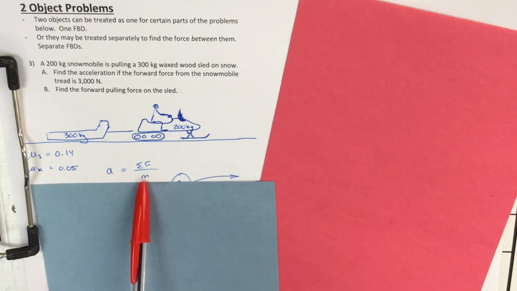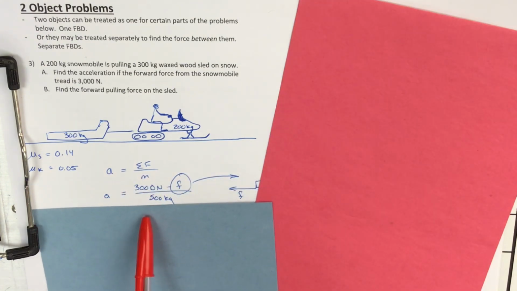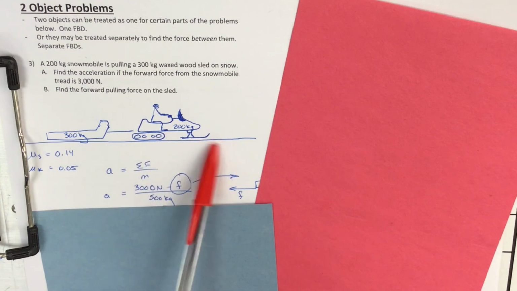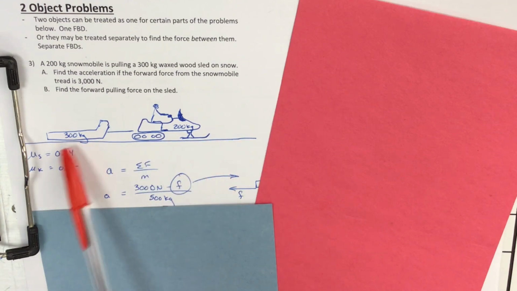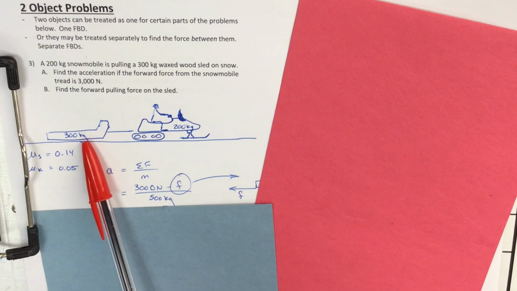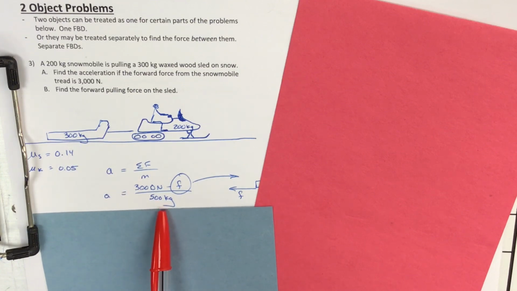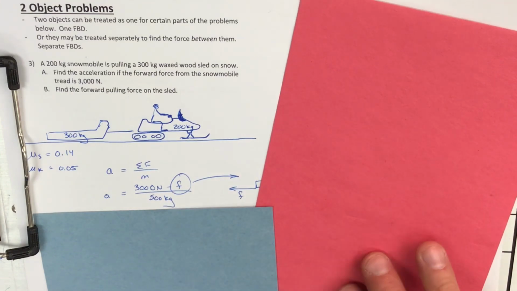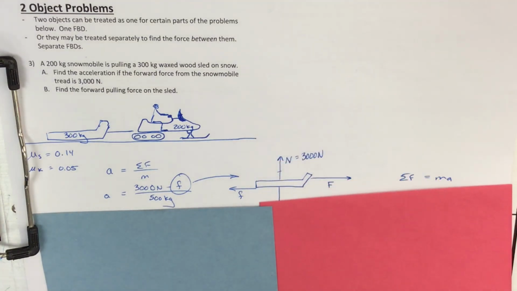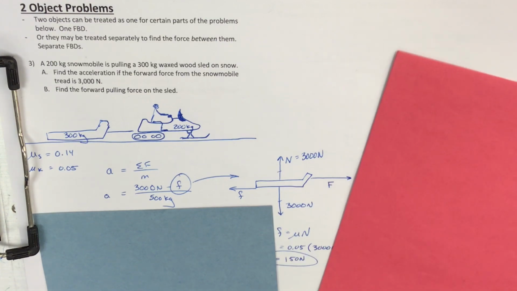Looking for the acceleration, write that down. So it's 3,000 newtons forward on the system, minus the friction force on the sled, divided by 500 kilograms. Well, the friction is unknown. Two unknowns, one equation, can't solve it. But I do know my friction equation: friction is equal to the coefficient of friction times the normal force.